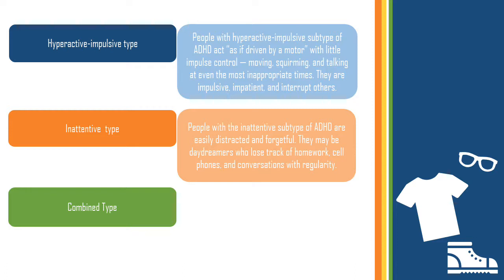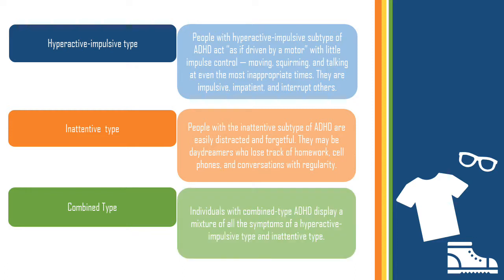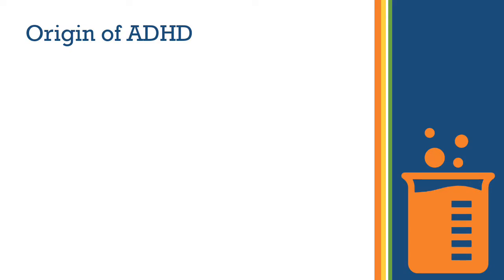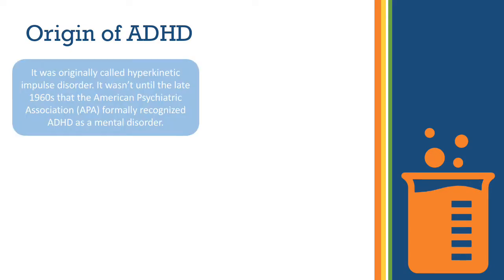The inattentive type. People with this type of ADHD are easily distracted and forgetful. They may be daydreamers who lose track of homework, cell phones, and conversations with regularity. And lastly, the combined type. Individuals with this type of ADHD display a mixture of all the symptoms of the hyperactive impulsive type and inattentive type. So let's talk about the origin of ADHD.